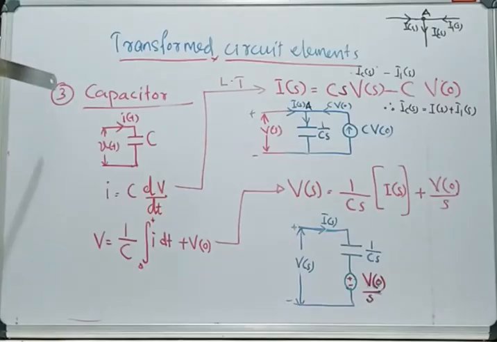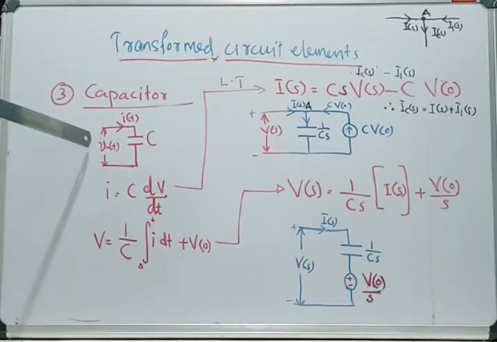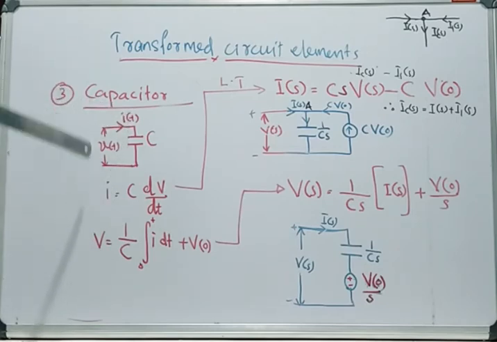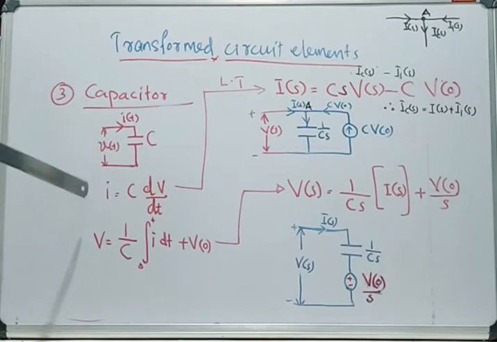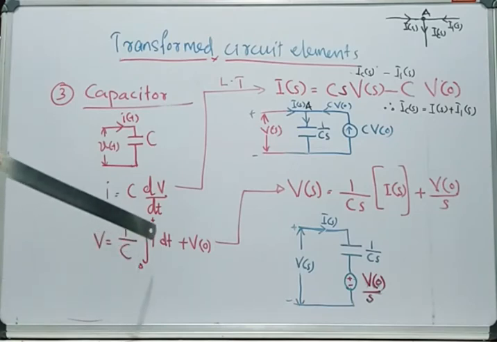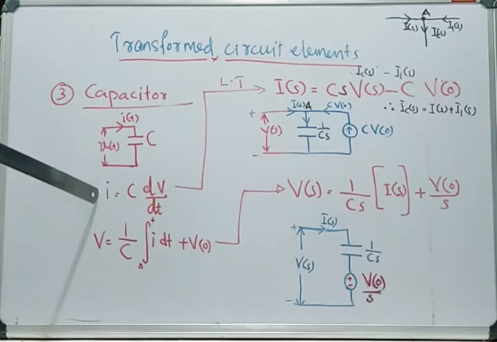Next circuit element is capacitor. When a capacitor is energized by a voltage source V of t, a current I of t will flow through the circuit. Voltage current relation in a capacitor can be represented in these two ways. That is, V is equal to 1 by C integral 0 to t I dt plus V0, where V0 is the initial value of capacitor voltage. And the next equation is I is equal to C into dV by dt.